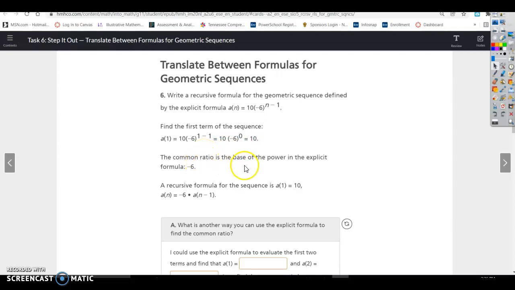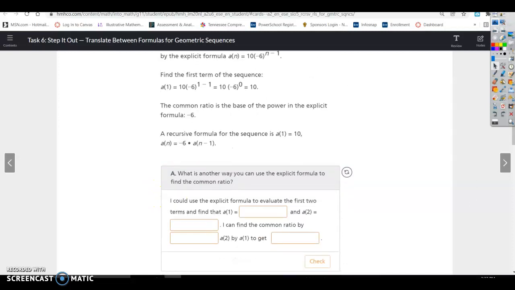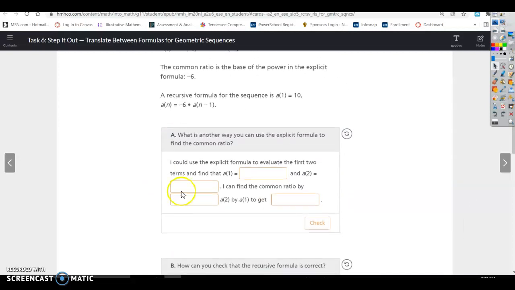And then the common ratio is the base of the power in the explicit formula. So negative 6 is my base to the power. So negative 6 is automatically my common ratio. So a recursive formula for the sequence is a sub 1, my first term is 10, and a sub n equals negative 6 times a sub n minus 1, or your previous term.